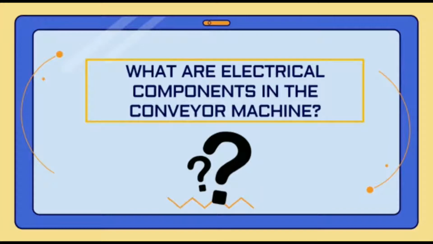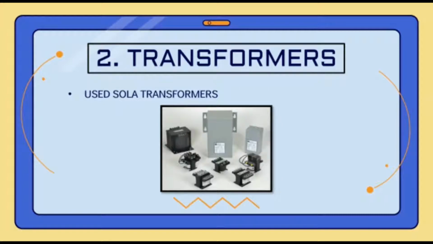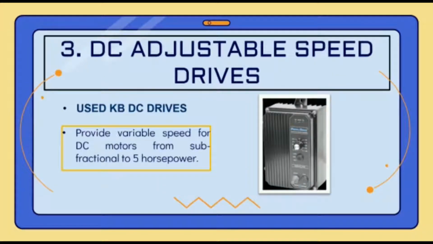First is drum motor. This component addresses efficiency for the food industry and is also used in sanitation. Second is transformer. These transformers are suitable for industrial application. The function is to ensure control systems are powered correctly.